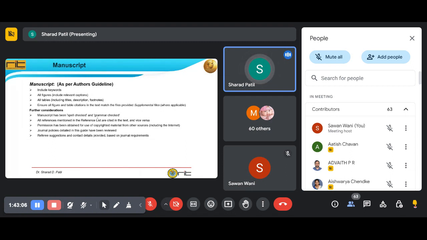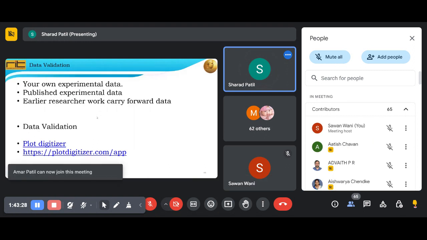As I said, you need to have figures cited and tables cited. The manuscript should be well planned, spell checked, and grammar checked. All papers in the references must be cited in the paper. All these things you need to take into account while writing and fully preparing the manuscript.